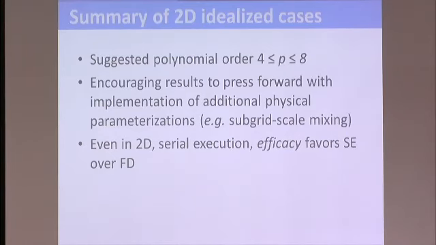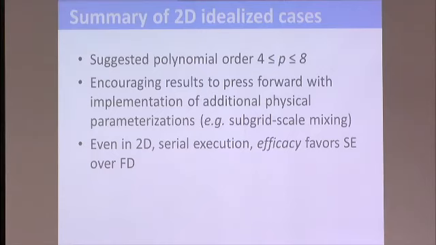Okay, so what do we learn from all our experiments? Suggested polynomial order should be between 4 and 8. Why is that? Why not below 4? Well, because you're getting error because you don't have enough points. Why not more than 8? I think the payoff isn't worth it at this point, at least from our experience.